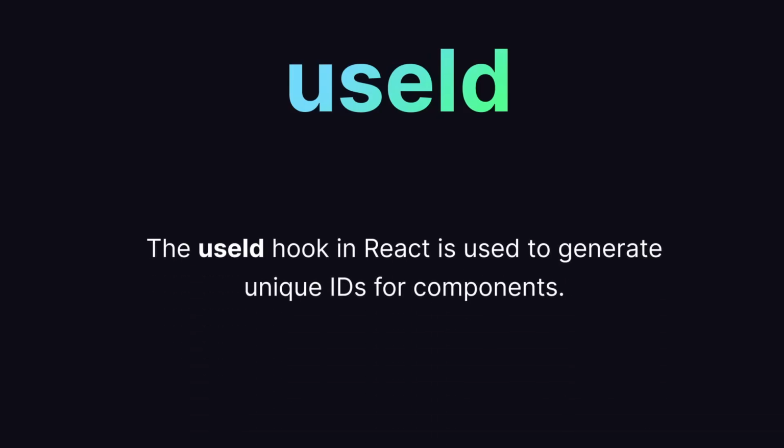Now let's talk about the useId hook. So the useId hook in React.js is used to generate unique IDs for a component. So yeah, it is as simple as that. So now let's get into the coding, and then you will get to know what I'm talking about.